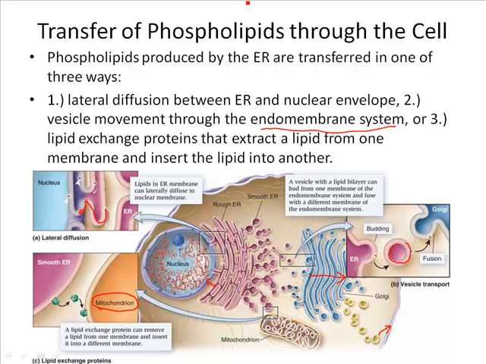So now again, what level of detail do we need to understand? We don't have to be able to regurgitate every pathway. What I do want you to know, though, is that the ER is the source of phospholipids for a cell. And that one of the major systems which we did study, the endomembrane system, is one of the ways in which these phospholipids are transferred.